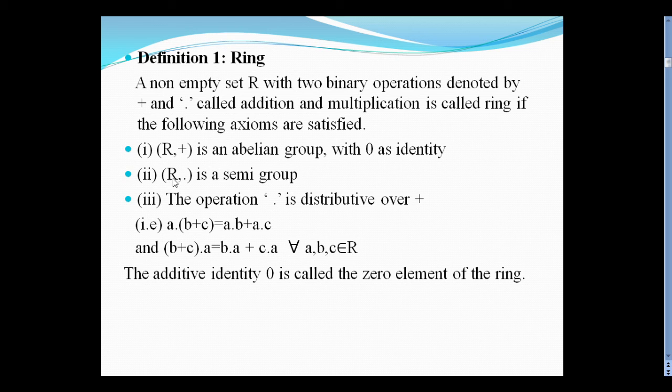Then R under multiplication should be a semigroup. What do you mean by semigroup? The semigroup must satisfy closure property and associative property under dot product. The operation dot is distributive over addition. So it has to satisfy the distributive property: A dot (B plus C) is equal to A dot B plus A dot C, and (B plus C) dot A is equal to B dot A plus C dot A, for all A, B, C belonging to R. Here the additive identity 0, we call it the zero element of the ring.